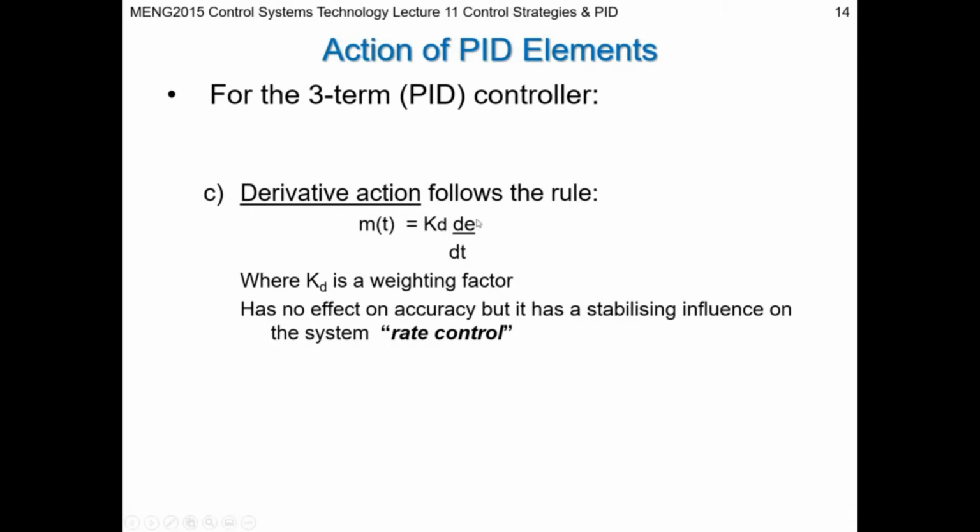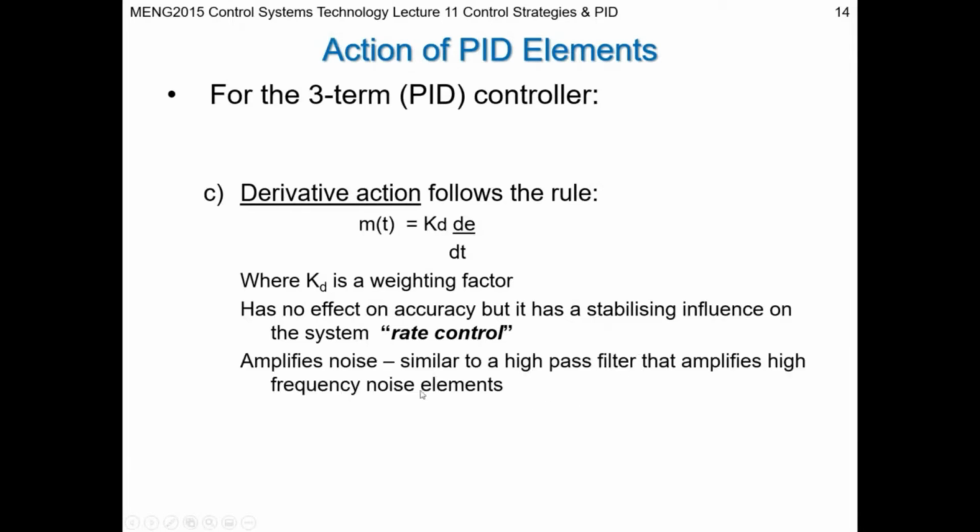So this one has no effect on accuracy. It doesn't matter if we have a steady state error and it's not changing, it's just a fixed, constant error, then this is going to be zero because the error is not changing. So it doesn't have an effect on the accuracy or the steady state condition of our system, but it does stabilize the system when it's changing fast. It seeks to compensate for an error that's in flux, that's changing.